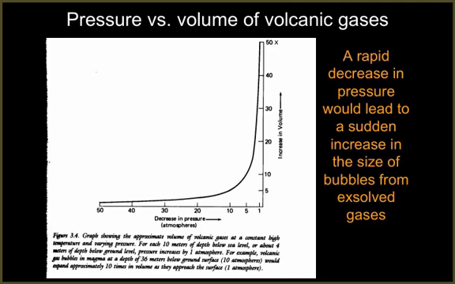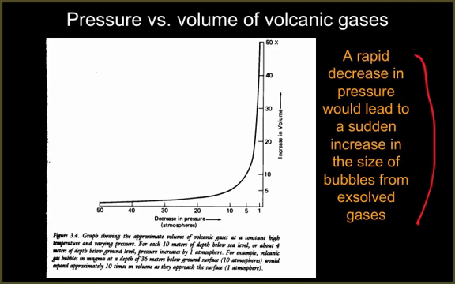And the point of this graph really is that as you see a decrease in pressure on a magma, so a magma rising up through the earth, either as an eruption is starting or as it just moves through earth, we see that the volume of those bubbles increases exponentially when you get near to the surface of the earth. And really the point here is that if you have a rapid decrease in pressure in one of these magmas, it would lead to a sudden increase in the size of the bubbles from exsolved gases.